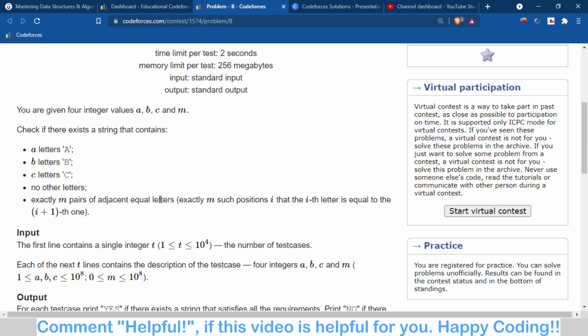What are adjacent equal letters? You have to find exactly m pairs. Here is where the question becomes tough. Exactly m pairs means that there should be exactly m positions i, where the letters at i and i plus one are the same. You have to output whether this type of arrangement is possible or not.